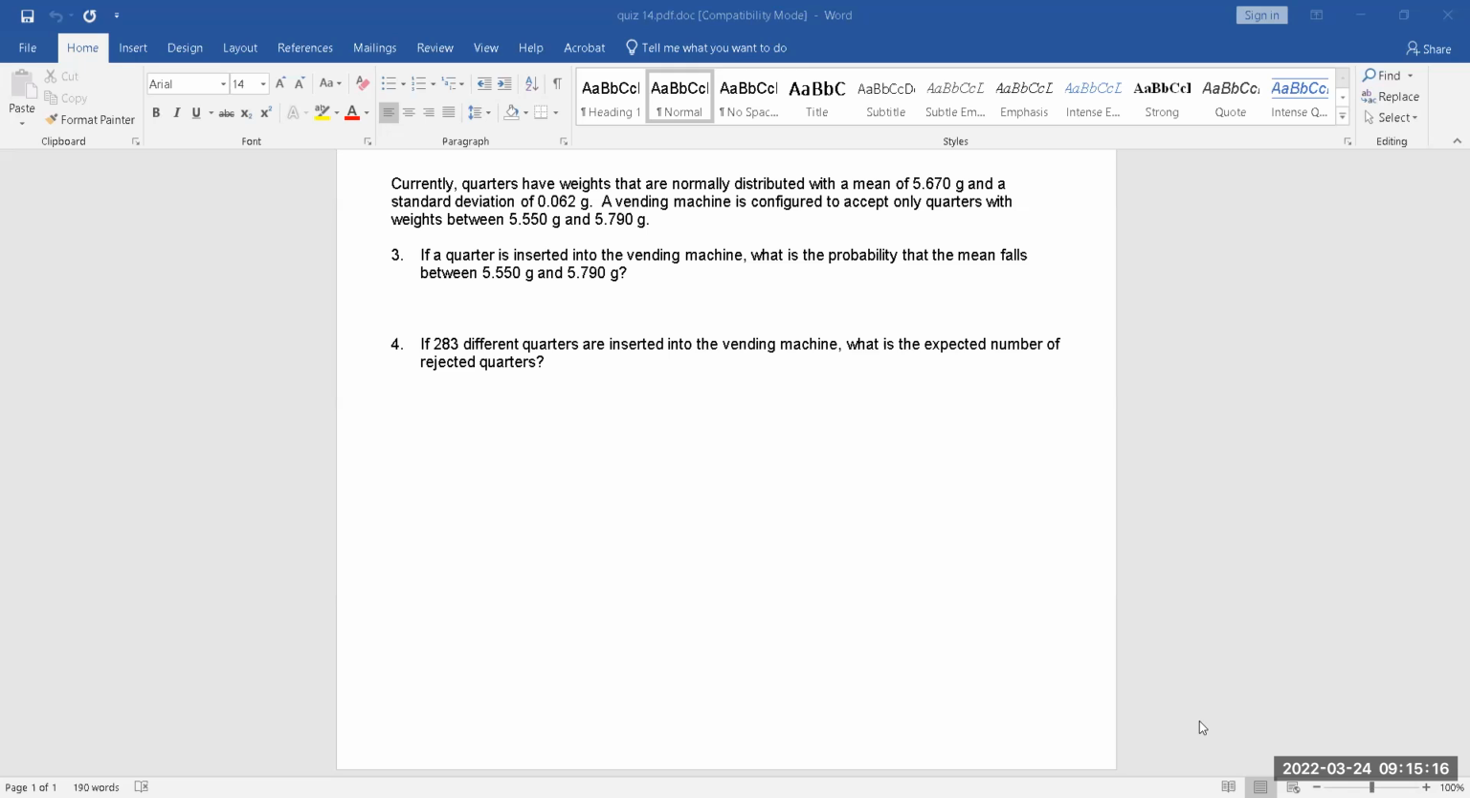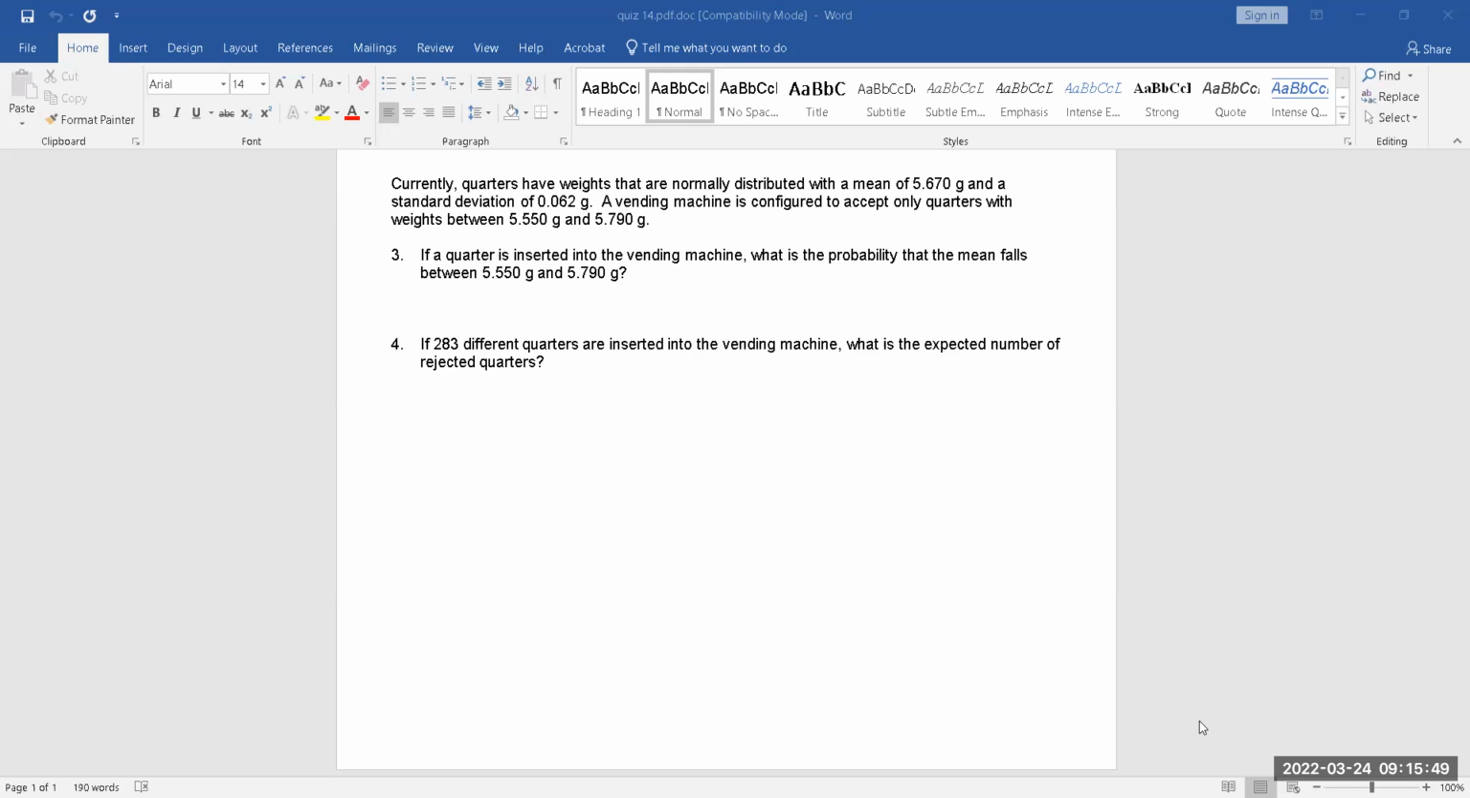So this question says, okay, weights are normally distributed. This is typical. 5.67 grams is the mean. Okay, that's pretty specific, isn't it? And the standard deviation is only 0.062 grams. But if I am too far away from that, again, it could be rejected. That's just crazy. I just find that to be interesting. By the way, that standard deviation is really, really tiny.